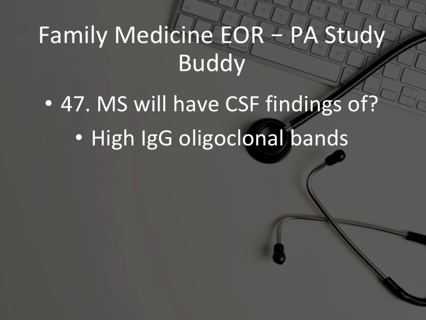Or they can reverse the question and say patient came in with vision issues, peripheral neuropathy, neurologist performed lumbar puncture, and they found IgG oligoclonal bands. This is indicative of what? That is multiple sclerosis. So, multiple sclerosis, oligoclonal bands in the lumbar puncture.